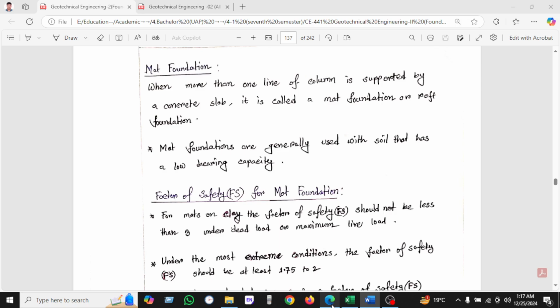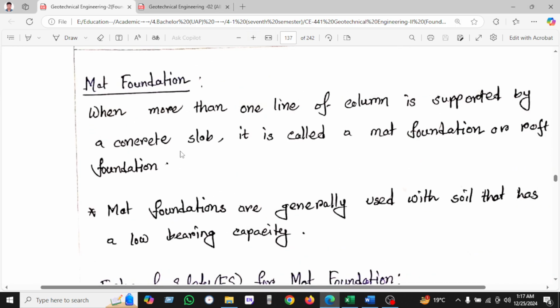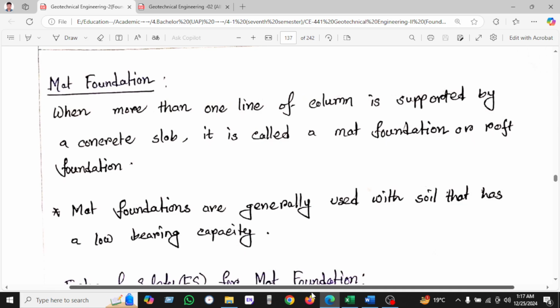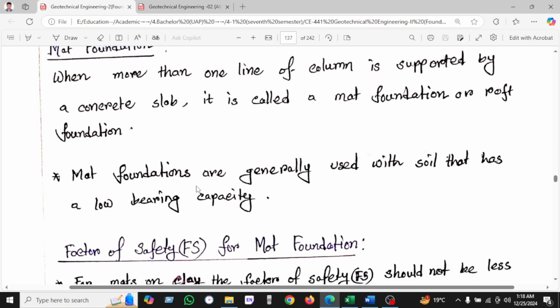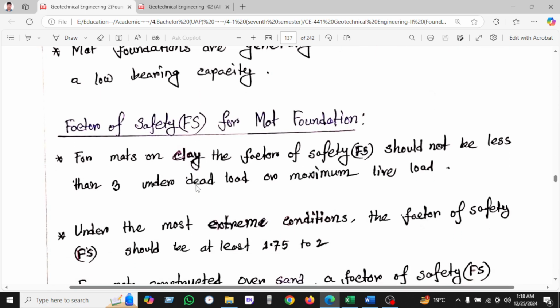Okay, so let's see. Here is the foundation, and here are some common definitions we have seen. Mat foundation: when more than one line of columns is supported by a concrete slab, it is called a mat foundation. Mat foundations are generally used in soil with low bearing capacity. And here are some factors of safety for mat foundations.